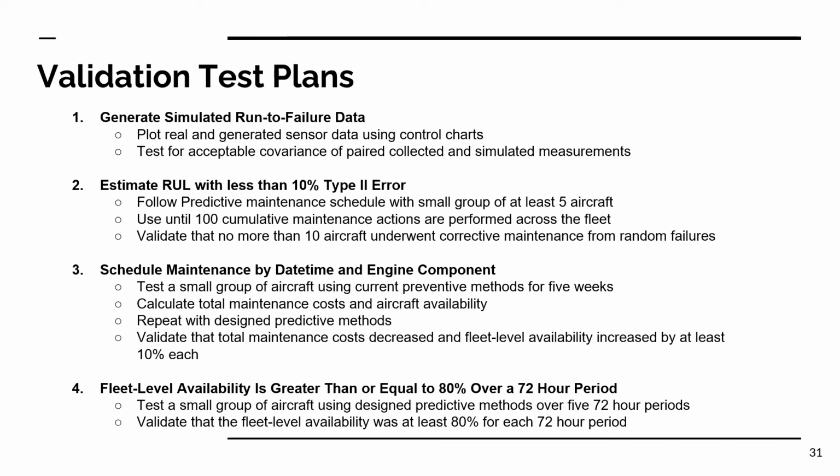Then, for the second one, we shall follow a predictive maintenance schedule with a small group of at least 5 aircraft, and then use until 100 cumulative maintenance actions are performed across the fleet, and validate no more than 10 aircraft underwent corrective maintenance.